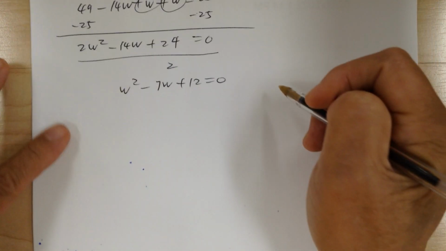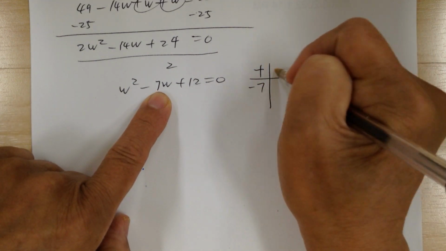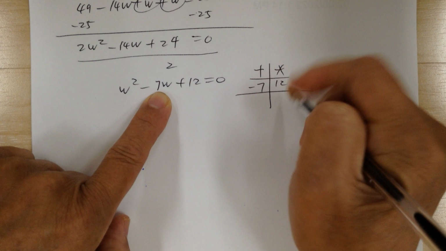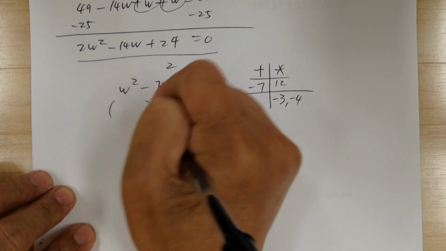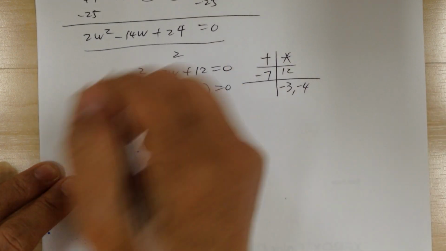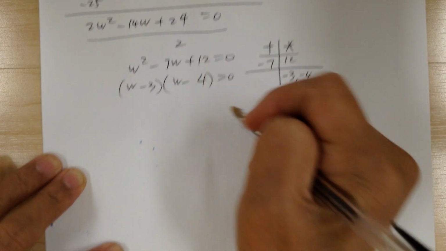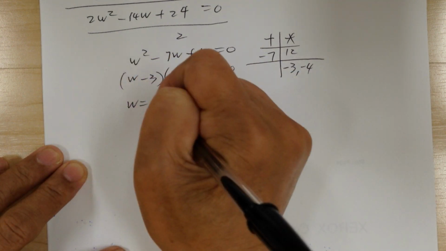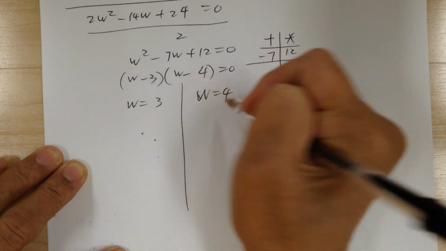Then from here, I need to add to get negative 7 and multiply to get 12. So I need to get negative 3, negative 4. So you get W minus 3, W minus 4. So from here, you're going to get W equal to 3 and W equal to 4.